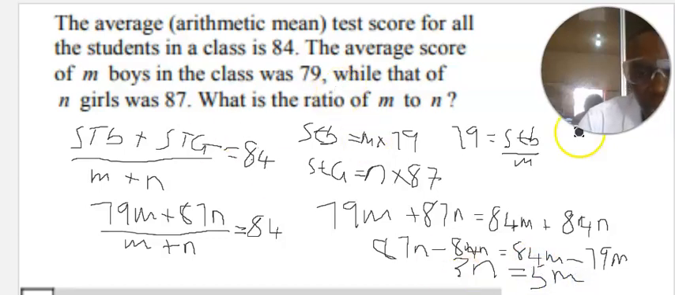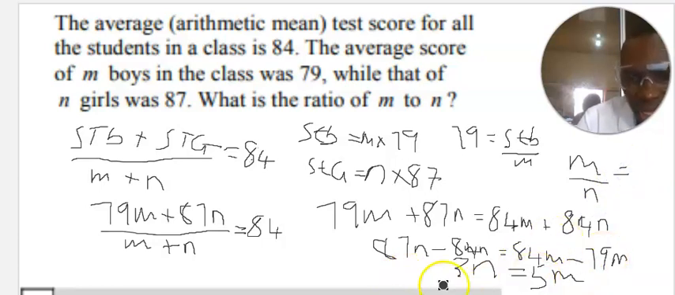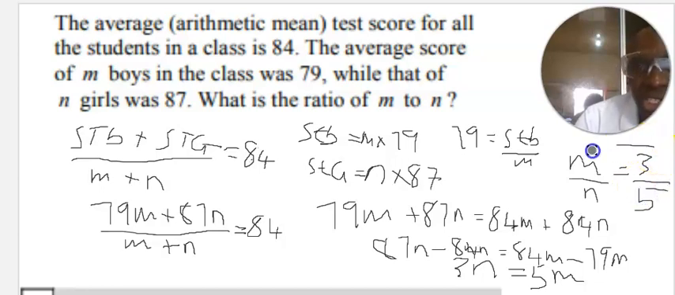And remember, the question says we should look for the ratio of M to N. So M to N, if we rearrange this like this, you will see that it will be 3 all over 5. This is the ratio of M to N.